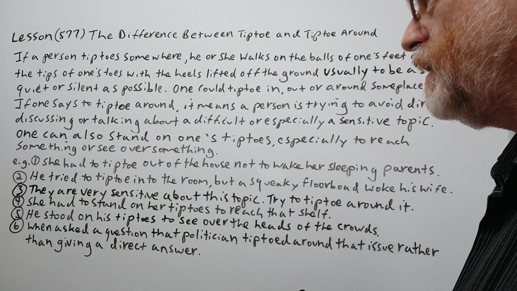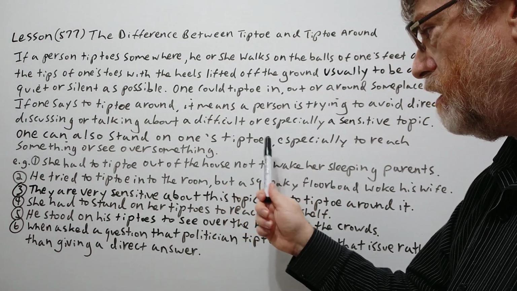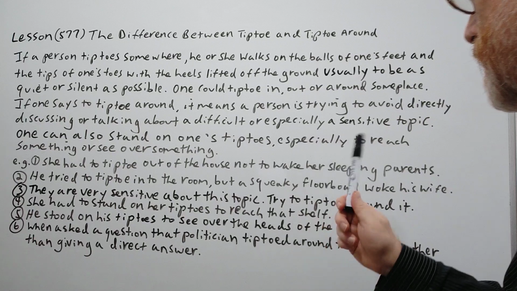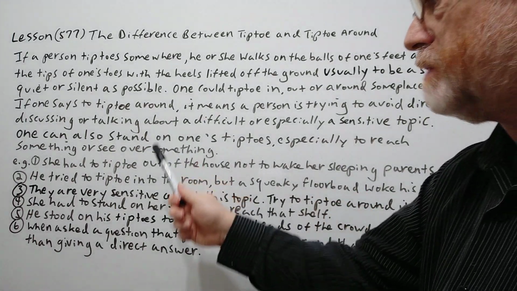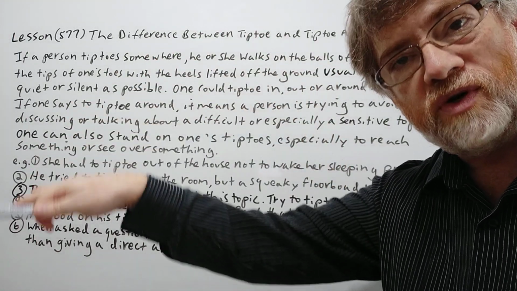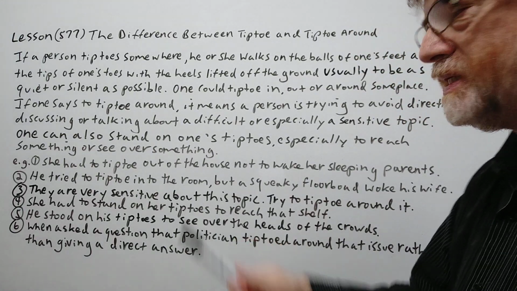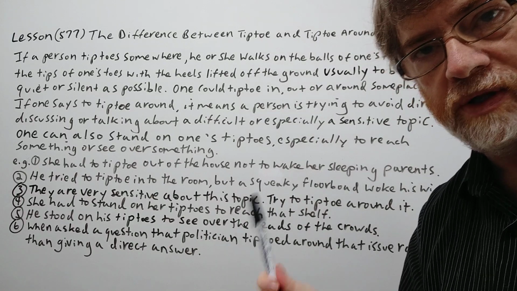Let's continue. One can also stand on one's tiptoes, again, lifting yourself up high like that, especially to reach something or to see over something, like if something were blocking your view. Okay, and we got 6 examples to show how all of these work.